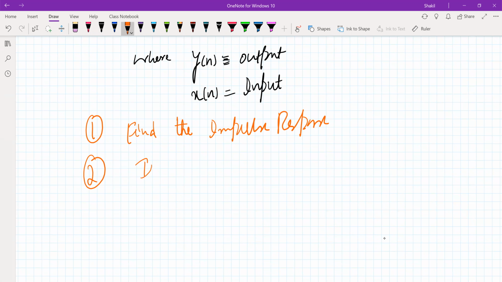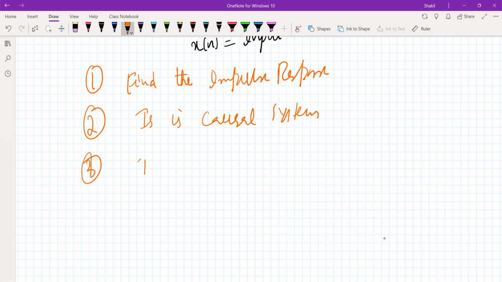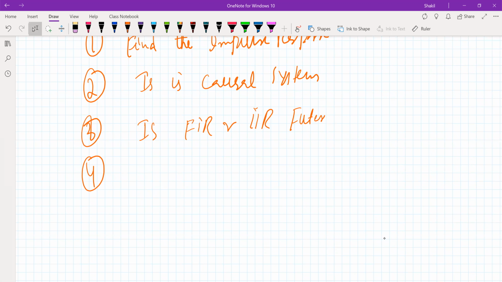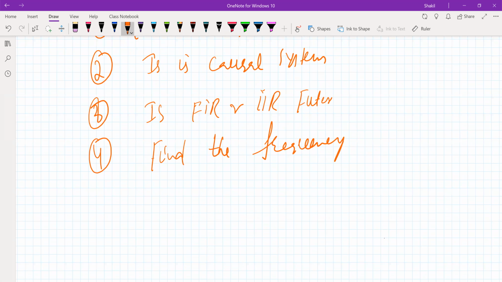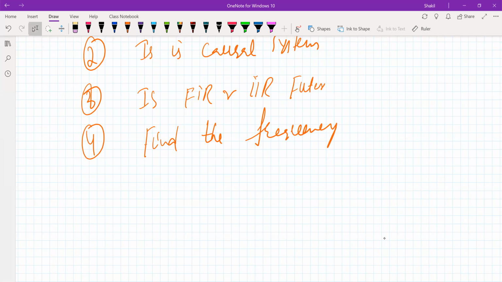Second, is this a causal system? Third problem is: is this an FIR or IIR system? Fourth part of the problem is find the frequency response of this system.